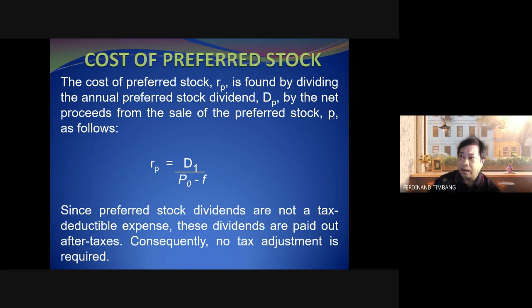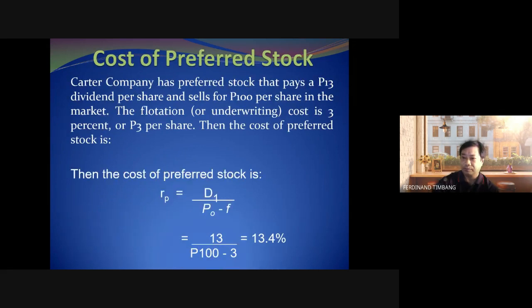So if you are to sell preferred stock, meron tayong dito tinatawag na F. But if you're not going to sell additional, wala siyang F, no? Pero pagka nagbenta ka ng preferred stock, there should be an F there, no? So the F there stands for the flotation cost. Okay? So example tayo rito.